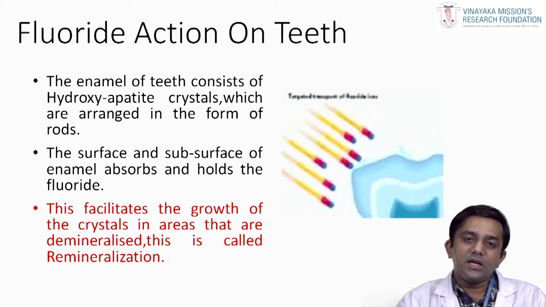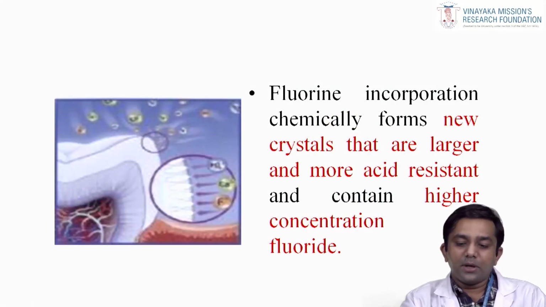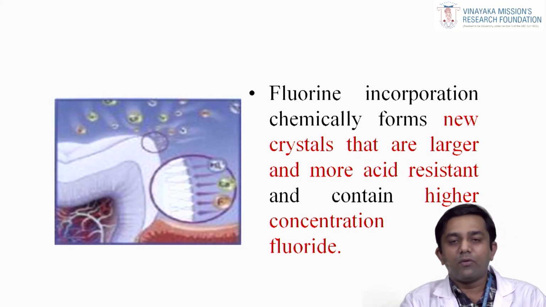So, when demineralization is occurring, fluoride acts on the demineralized areas and helps convert them into remineralized areas. Fluoride incorporation chemically forms new crystals that are larger, more acid resistant, and contain a higher concentration of fluoride. The outer enamel usually has a high amount of fluoride when compared to inner enamel. Similarly, dentin has a lesser amount of fluoride when compared to enamel.